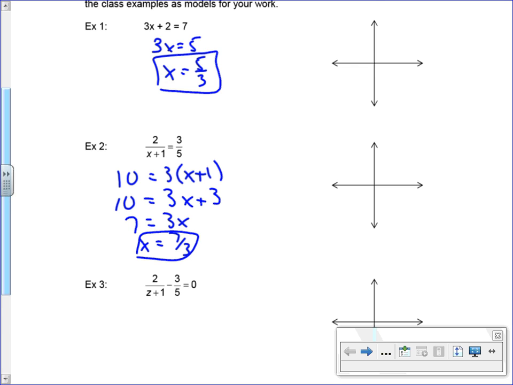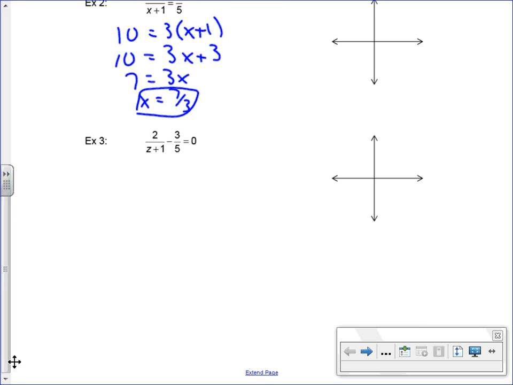Okay. The third one, there are two different processes that you can use to solve this one. The first one I'm going to show you takes you to cross multiply, and then I'm going to show it to you the other way so you'll do it correctly. You're going to move the 3/5 to the other side of the equation by adding it to both sides. And I hope you can look at this and see that it's exactly the same problem as example number 2. And so you would proceed in the same way with cross multiplying and solving your linear equation.